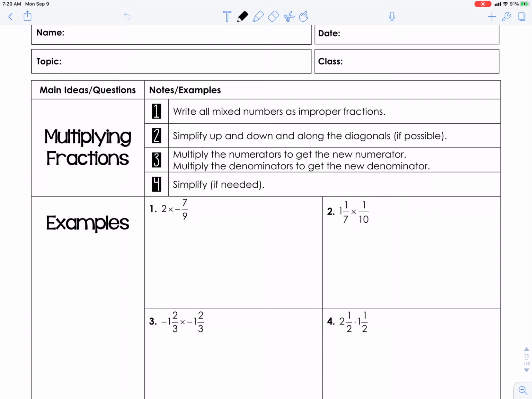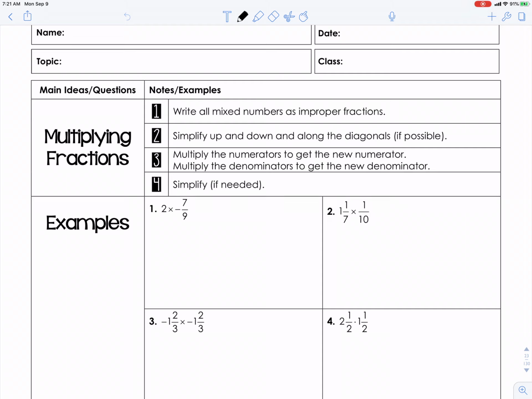So, first of all, the rules. Number 1, write all mixed numbers as improper fractions. You already know how to do that. You multiply the denominator times the whole number, and then you add the whole number to the numerator. Multiply, add. And we'll do some of those. Then you can simplify up and down, so top and bottom. If you see a fraction that can be reduced, reduce it. What's kind of cool is you can reduce diagonally, and I'll show you that.